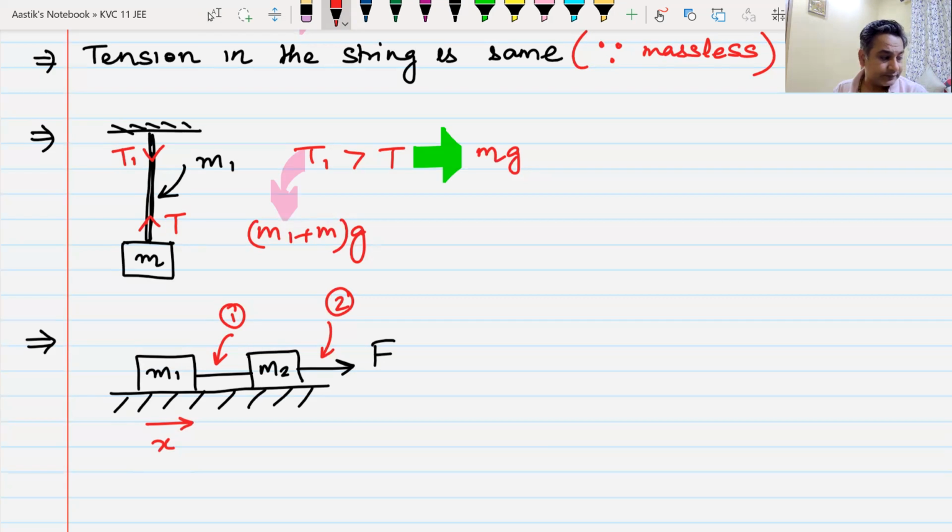It will move by the same displacement X. Yes or no? Because they are attached to the same string. They cannot move differently. Because if they move differently, that means either the string has extended or the string has become loose. Do we understand this? So they will move by the same distance. They will have the same velocities and they will have the same magnitude of acceleration. Do we understand this?